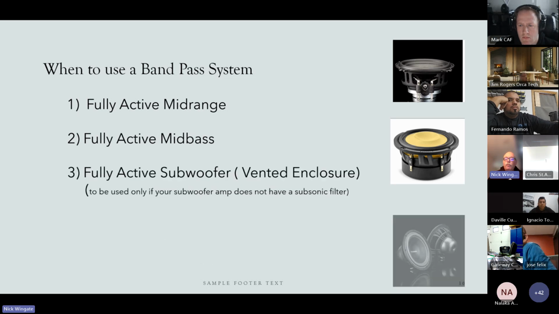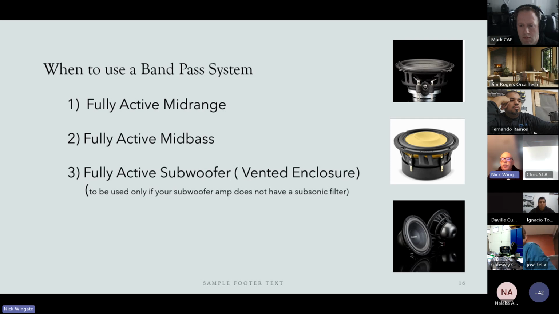And again, with a fully active subwoofer, especially if it's a vented enclosure, this is when you build the band pass. This is when you don't have a subsonic filter on the amplifier. You build one within the DSP, and you have basically built what is known as a band pass for the sub. Okay.